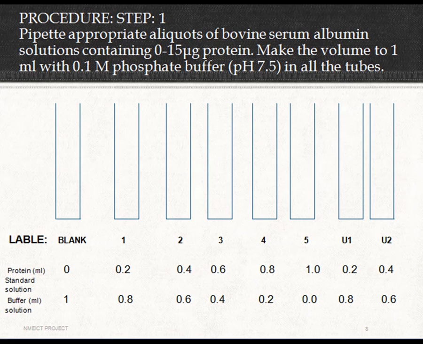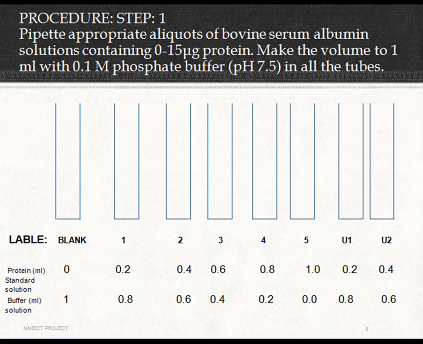After properly marking, add the protein standard solution in each tube. Obviously for blank there will be no protein solution we are supposed to add. Then in test tubes 1, 2, 3, 4 and 5 you are supposed to add 0.2 ml, 0.4 ml, 0.6 ml, 0.8 ml and 1 ml of standard protein solution, and then make up the volume with the help of buffer solution. In unknown 1 and unknown 2 you can take any aliquot of your choice.